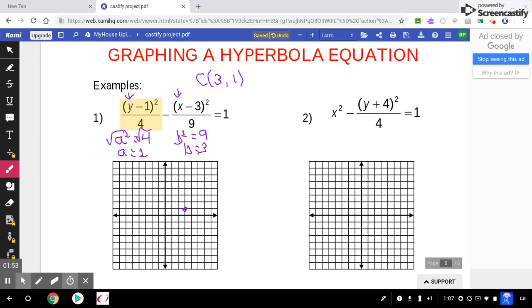So I like drawing these with a box. Some teachers might have you do the asymptotes, their slopes, but this is for all intents and purposes doing that as well. So again, since the a equals 2 came from underneath the y term, I'm going to go vertically, 2 units north, 2 units south, and those are my vertices. And since the b term was underneath the x coordinate, that means I'm going to move horizontally along the x-axis 3 units, and 3 units. And then I'm going to draw a box around these points. I'll show you what the box is for momentarily.